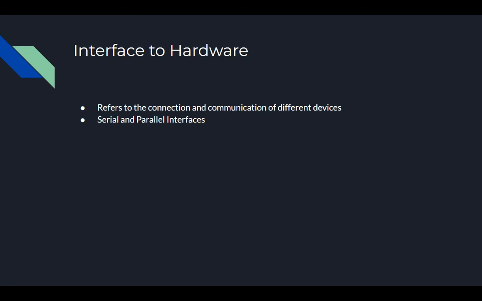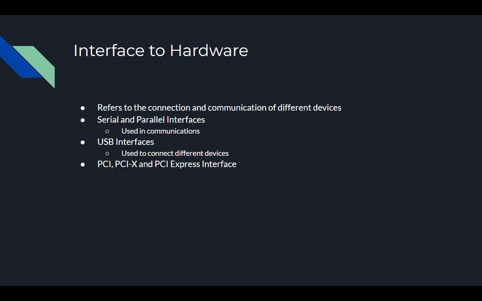Some examples are serial and parallel interfaces, which are commonly used in communications. Serial allows data to be sent one bit at a time, and parallel is capable of sending many bits of data at a time via numerous lines. There are also USB interfaces, which is a serial interface commonly used to connect all sorts of devices, including printers, scanners, external storage devices, mice, digital cameras, and more. There are also PCI, PCIX, and PCI Express interfaces, which use multiple parallel communications. The PCI family of interfaces are used for countless internal devices, including sound cards, modems, graphic cards, and many other expansion cards.